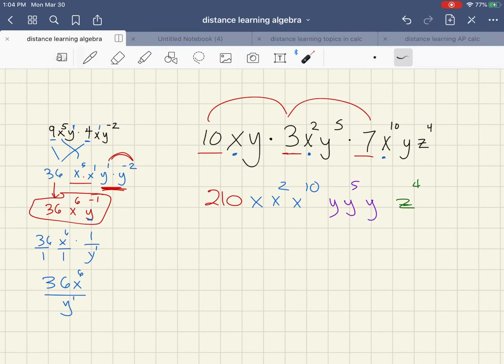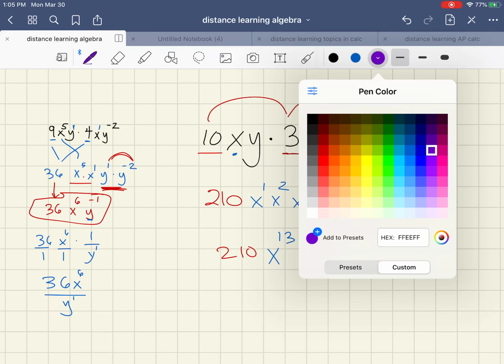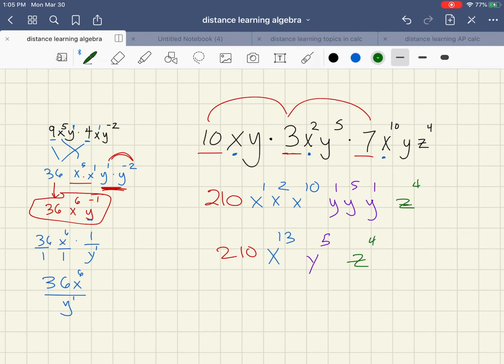I've kind of color-coded things. We've got our coefficient, that's 210. I've got the blue x's here, that's 1 plus 2 plus 10. So the x to the 13th. We would have y to the 1, y to the 5th, and y to the 1 for y to the 7th. And then the z to the 4th would just kind of be waiting to be part of the final answer. Done.